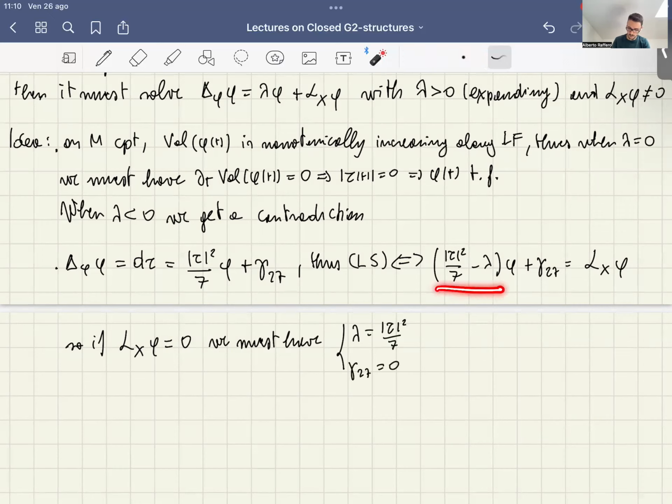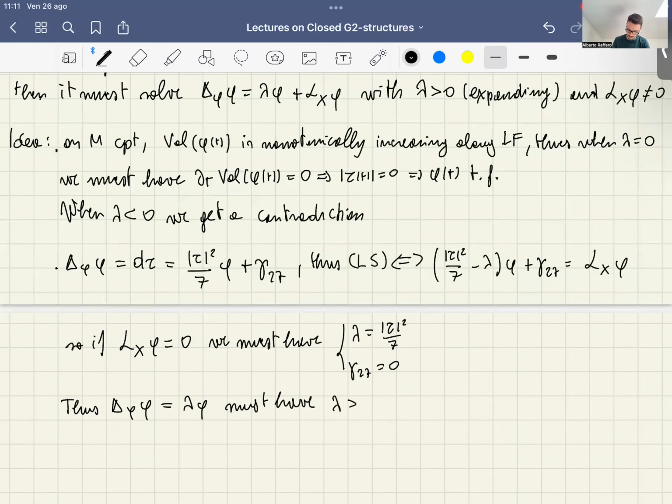Since again, these two summands here belong to orthogonal components of the space of three forms. So this tells you that you have something like the Laplacian of phi equal to lambda phi if the Lie derivative of phi is 0. And so this tells you that an equation of this form must have lambda greater than or equal to 0, since it has this expression here, and it is 0 if and only if phi is torsion-free.